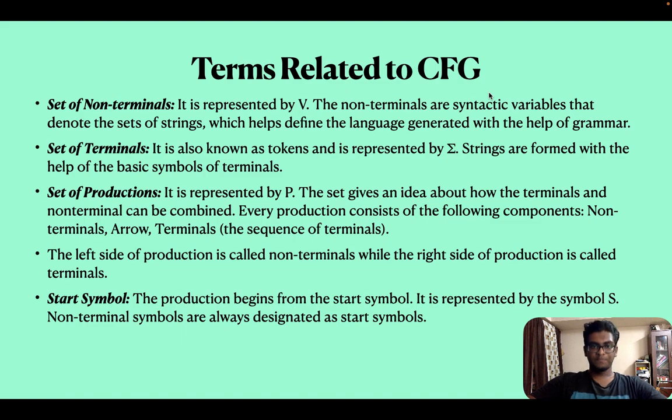Set of productions. It is represented by P. The set gives an idea about how the terminals and non-terminals can be combined. Every production consists of the following components: non-terminals, arrow, terminals, or a sequence of terminals. The left side of the production is called non-terminal, while the right side of the production is called terminals. Start symbol. The production begins from the start symbol. It is represented by the symbol S. Non-terminal symbols are always designated as start symbols.